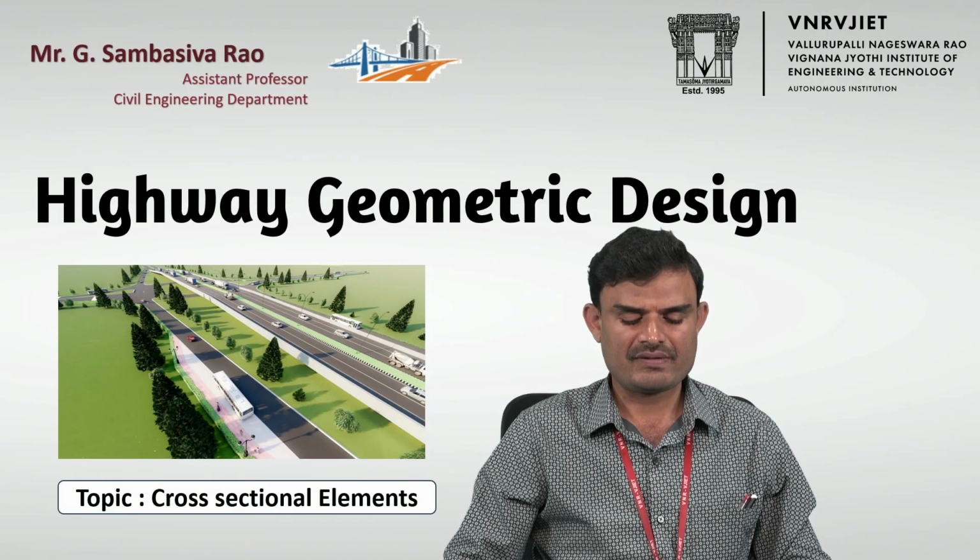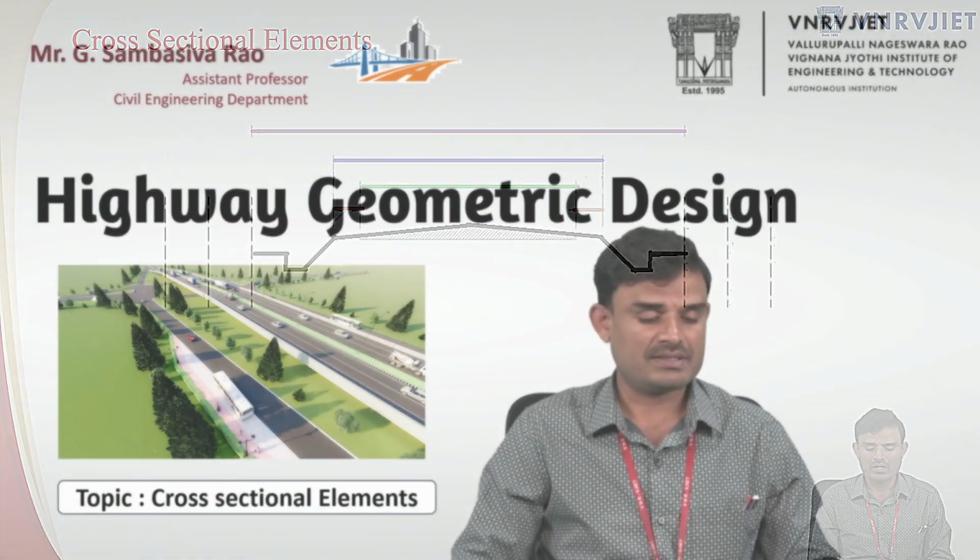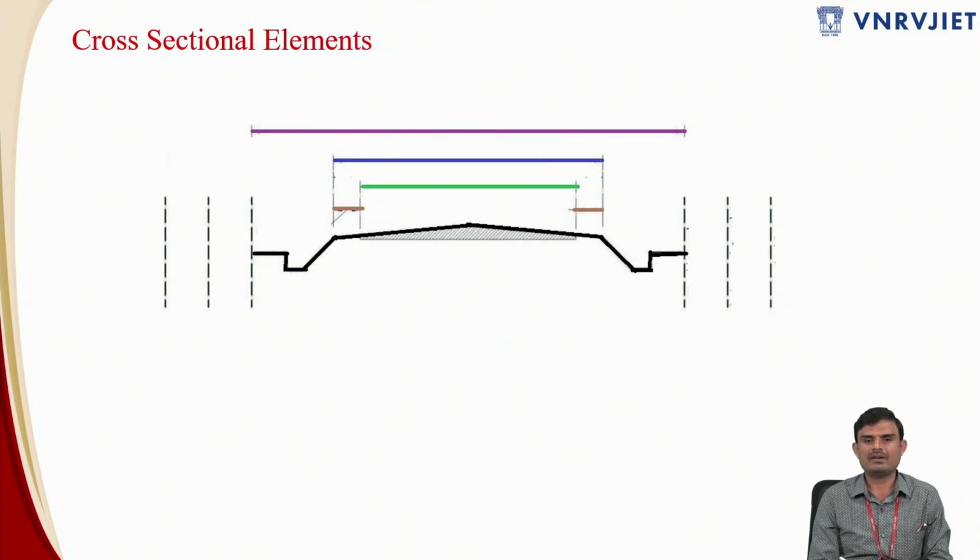Our topic of discussion for today will be cross-sectional elements. These cross-sectional elements are nothing but if you take any particular highway or any particular road and you cut the road in the transverse direction. I'm not going into the depth of the layers, I'm going to see only the top layers. So you are going to observe some layers of this category.